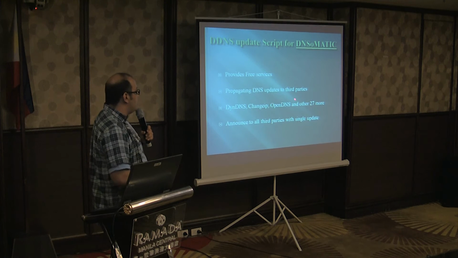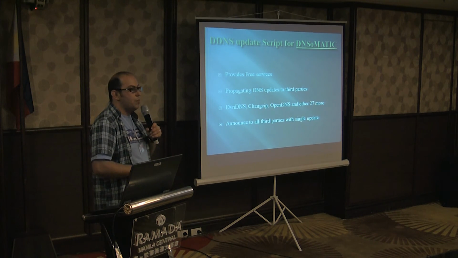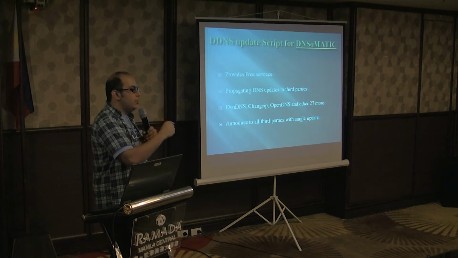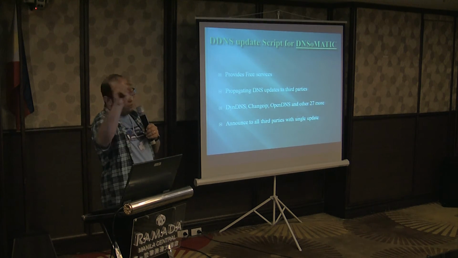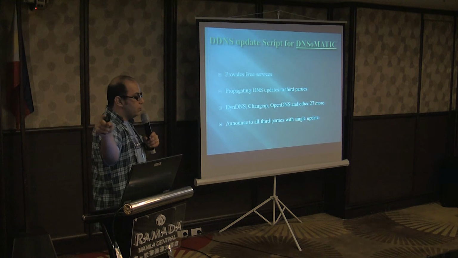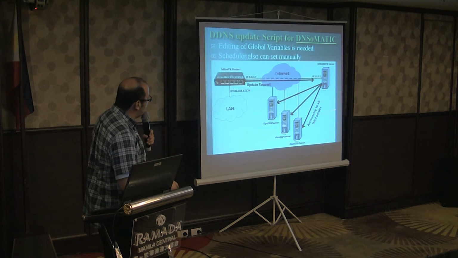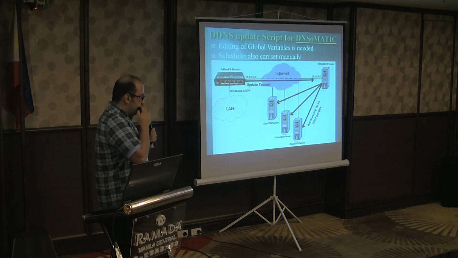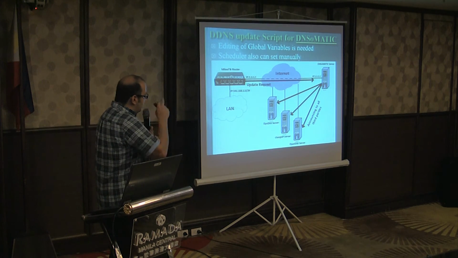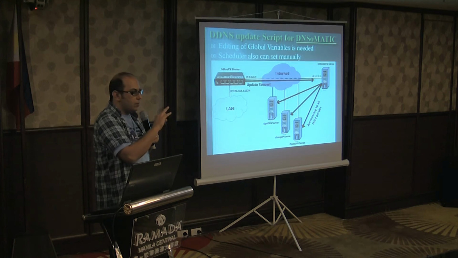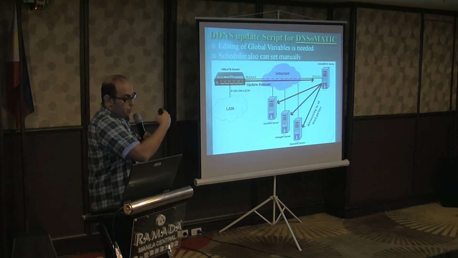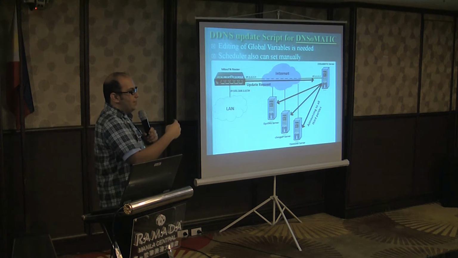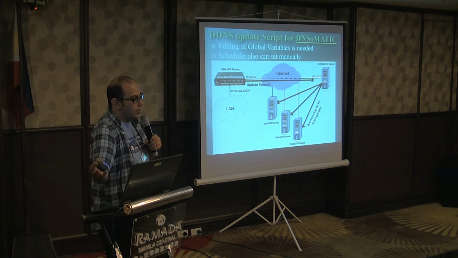DynDNS, ChangeIP, OpenDNS, and 27 more third parties can be supported by DNS-O-Matic. So you only need to update your DNS record on DNS-O-Matic, and DNS-O-Matic is going to update all of your third-party providers. So this can be much better than the previous scripts, because it can bring you a failover for DNS records.